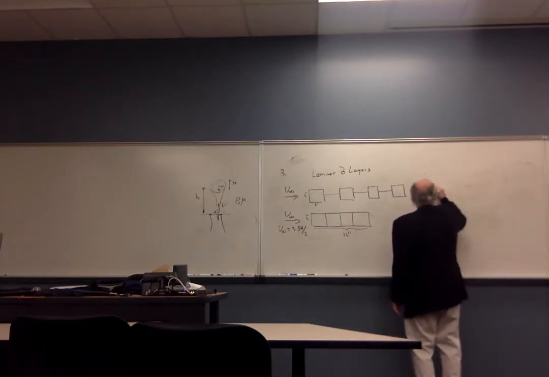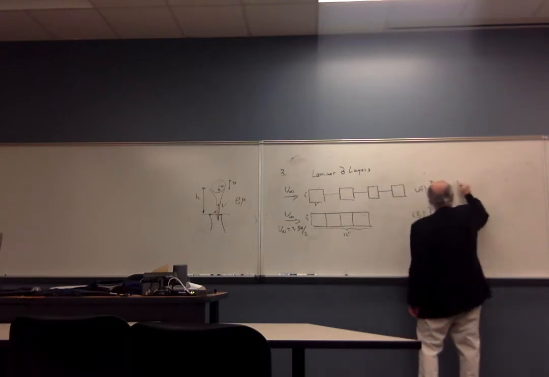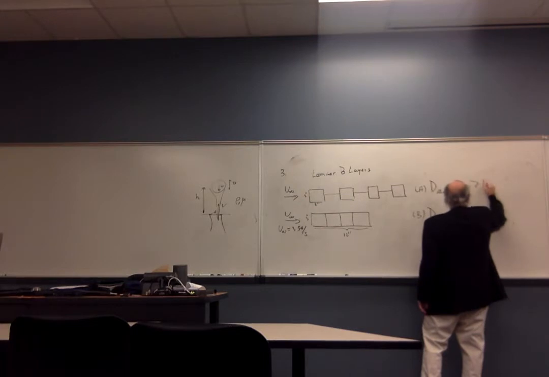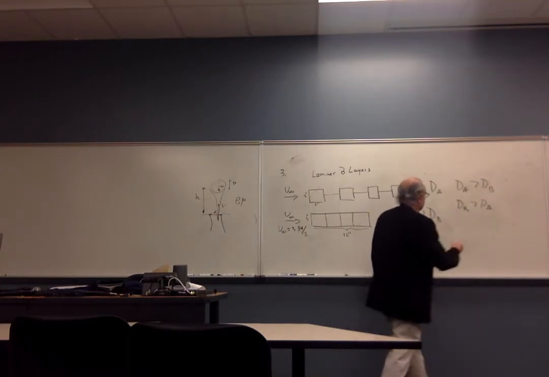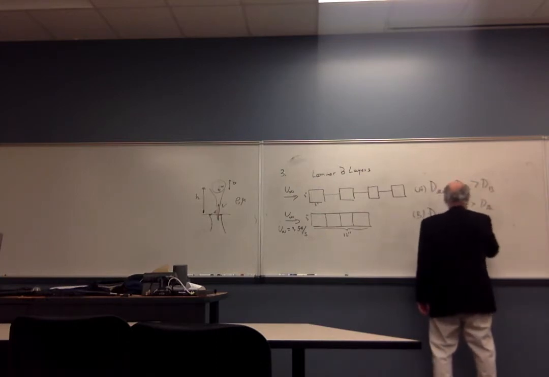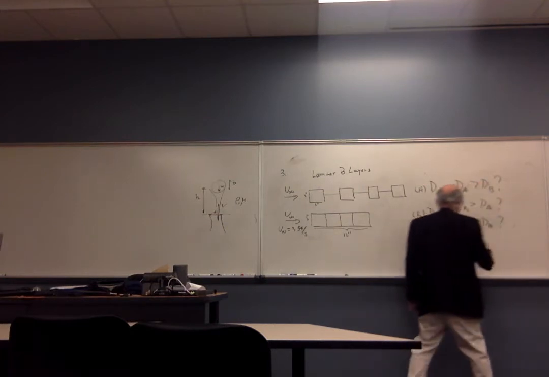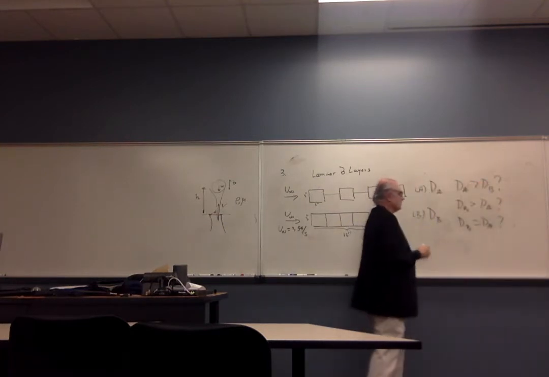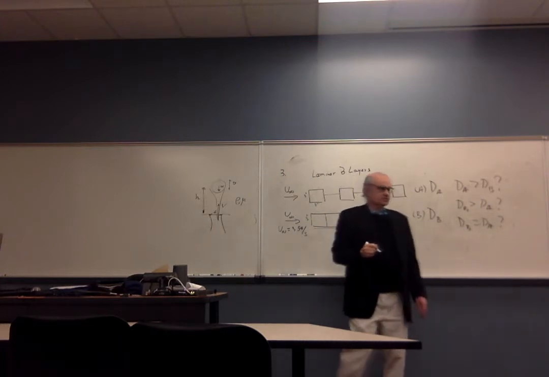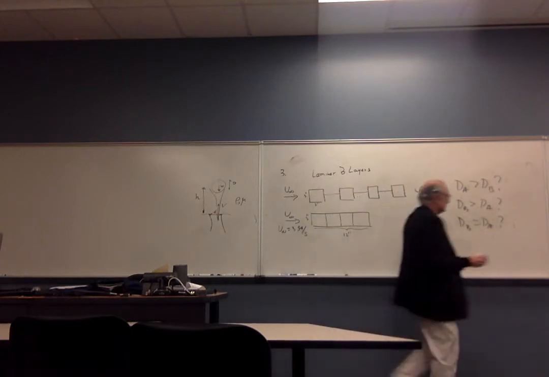Here, we're going to get drag sub A, and here we're going to get drag sub B. So the question is, is drag A greater than drag B, or is drag B greater than drag A, or are they equal? I don't know which one of these is true. And then also, it would be nice to know what the drags are in actual numbers, because if I can do that, then of course I can solve the problem right away.